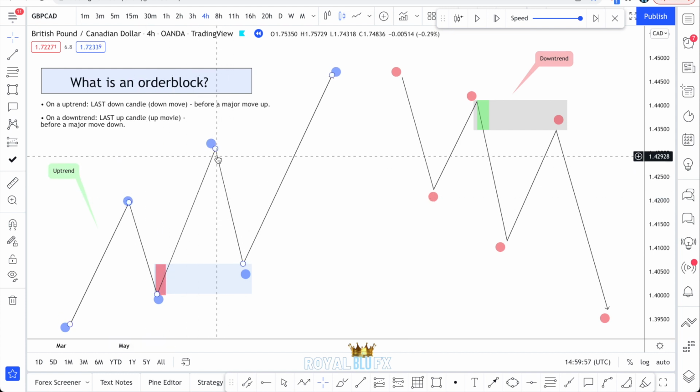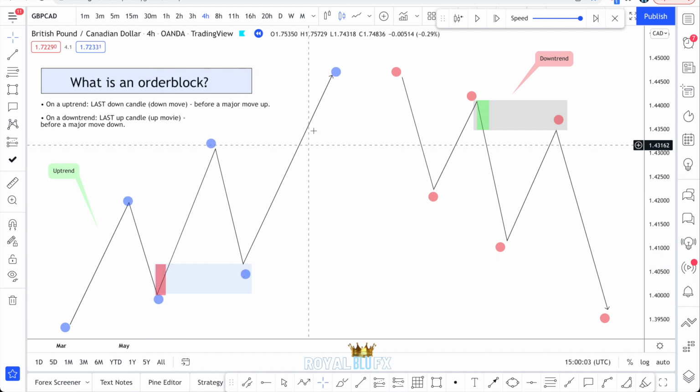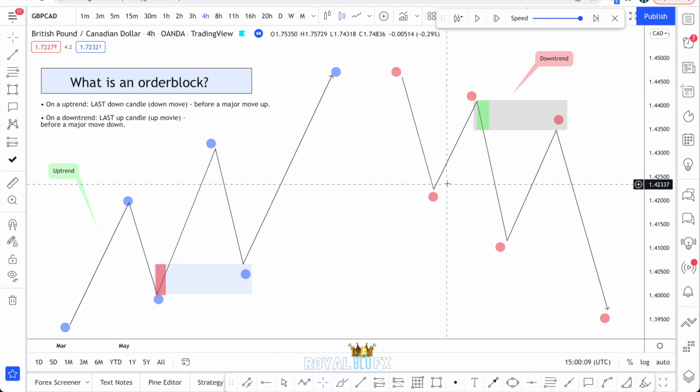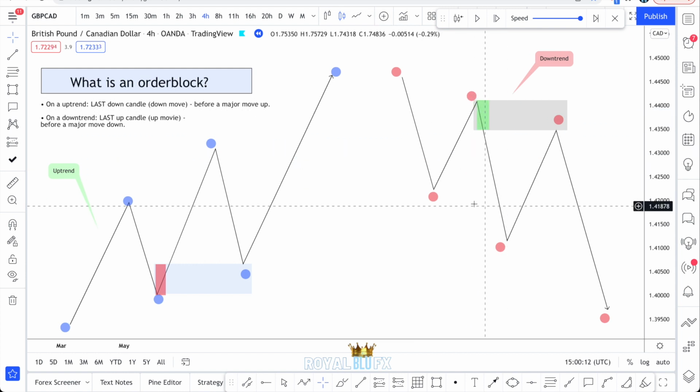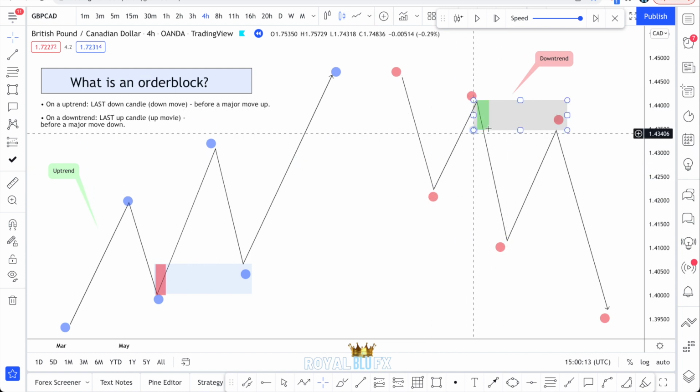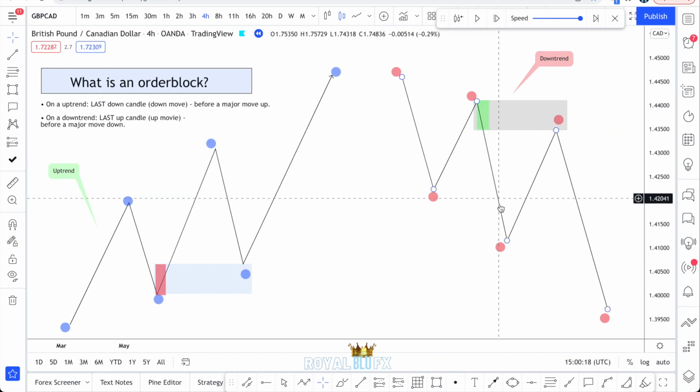Okay, and we wait for price to retrace back to the order block, the last down candle or down move before the major move up. Same thing goes here for the downtrend. When you're on a downtrend, you're looking for prices to move bearish, to break structure, and then you're looking for the last up candle or last up move before the major move goes down, breaking structure.